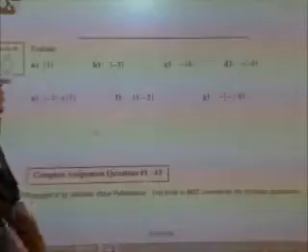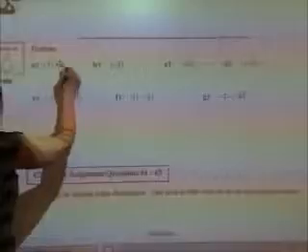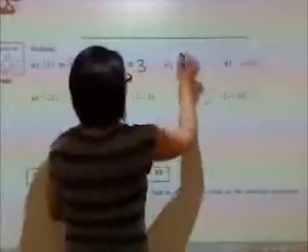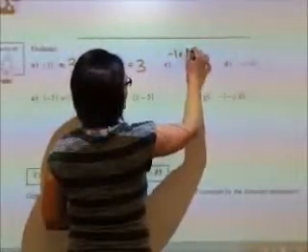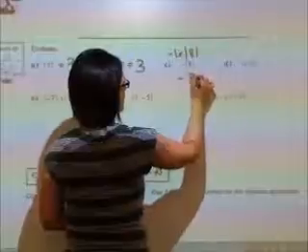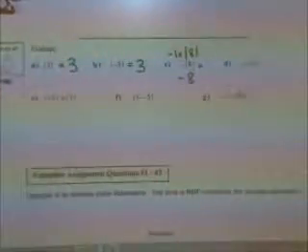So if we look at class example number 1, what would be the absolute value of 3? 3. And the absolute value of negative 3 would also be 3. What would be the negative of the absolute value of 8? It would still be negative 8. Think of this, if you have to, as negative 1 times the absolute value of 8. And then what would be the negative of the absolute value of negative 8? It would still be negative 8.